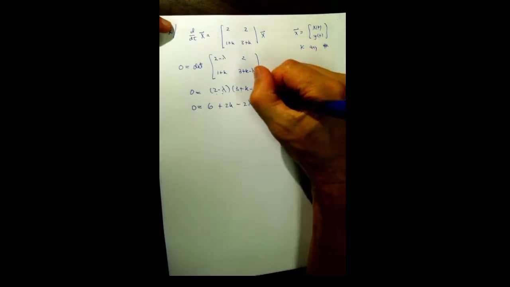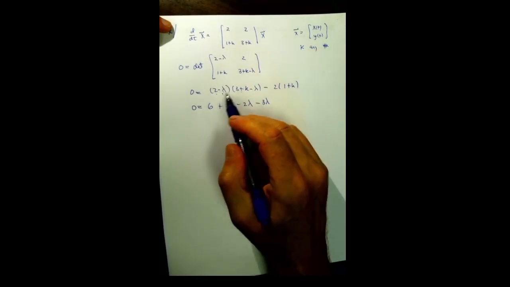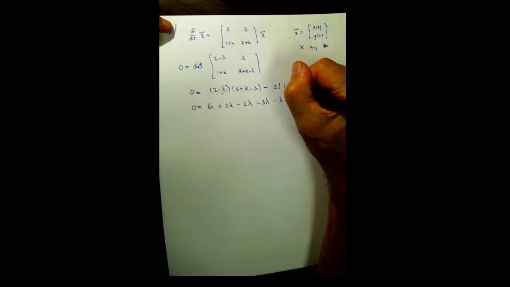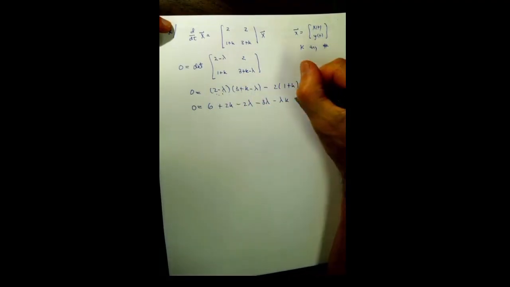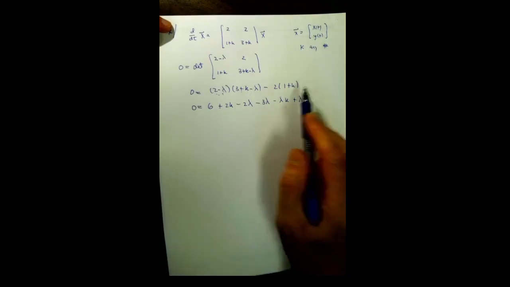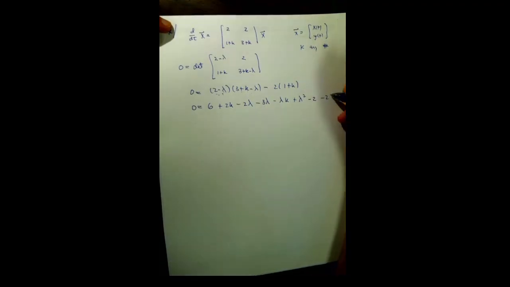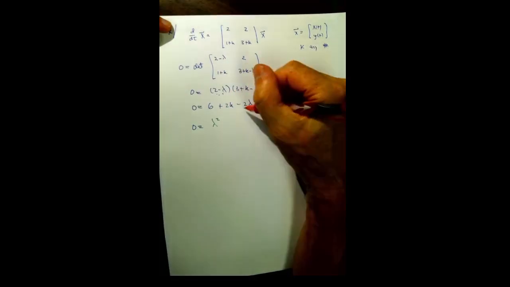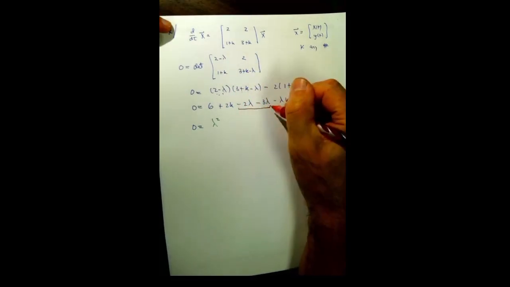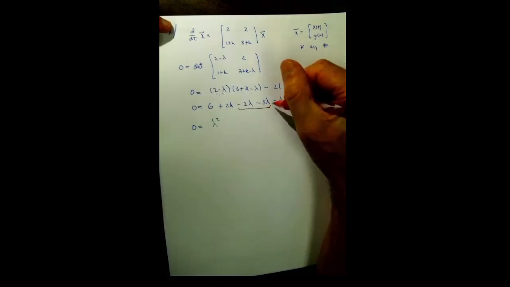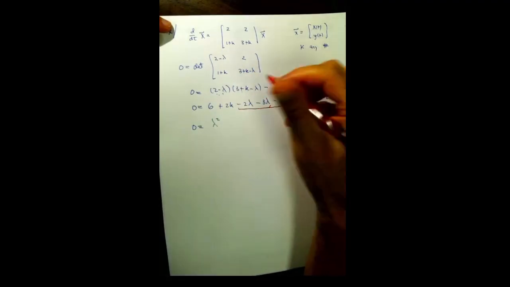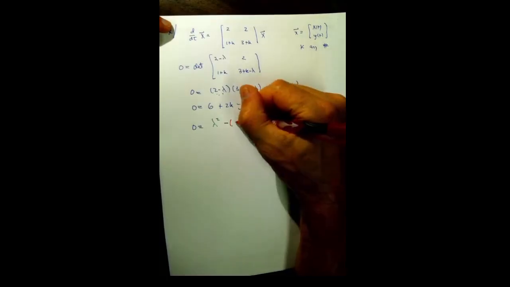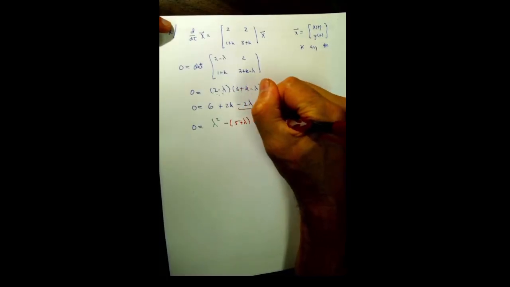Minus lambda times 3 is minus 3 lambda. Minus lambda times k is minus lambda k. And then minus lambda times minus lambda is lambda squared. Multiplying that through, I get minus 2 minus 2k. So let's collect all the like terms. I've only got one lambda squared. For my lambda terms, I've got minus 2 lambda, minus 3 lambda, minus lambda k.